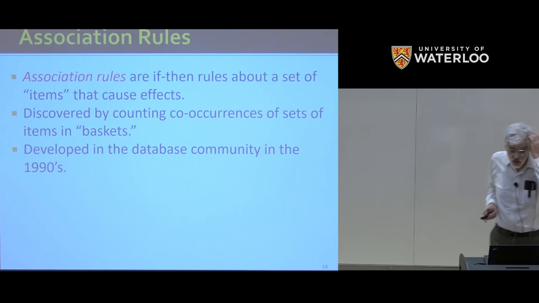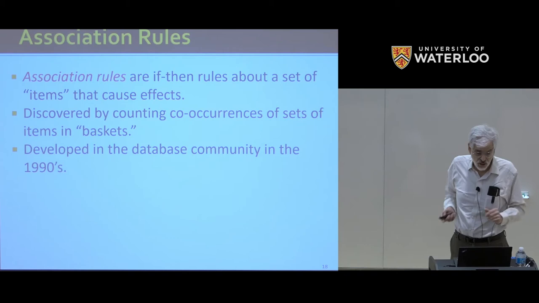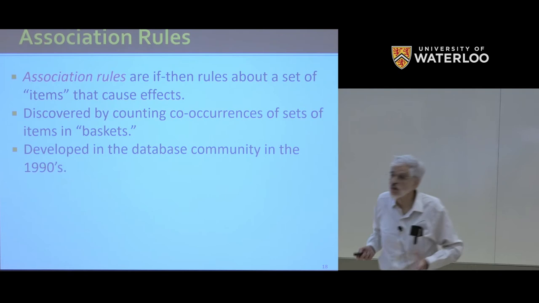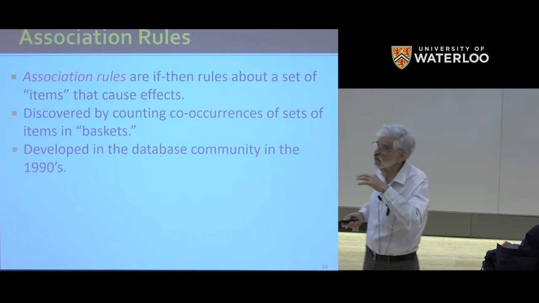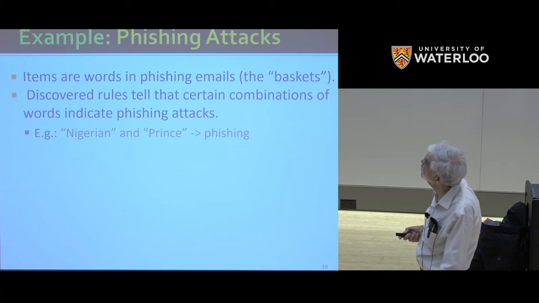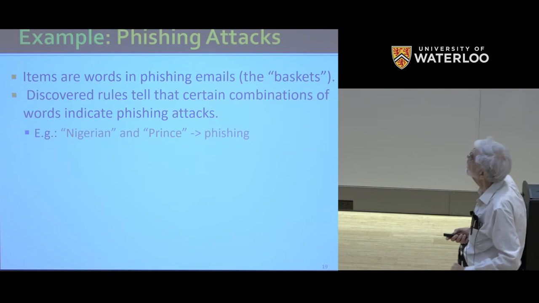I want to talk about association rules for a minute. Without going into too much detail, if you've never seen these, they apply in a situation where the data comes in baskets, and each basket is a set of items. The rules that you develop have to do with when certain items are in a lot of baskets, you can expect to find other items. As I said, this came out of the database community before machine learning was a big thing. It was a thing, but not a big thing.